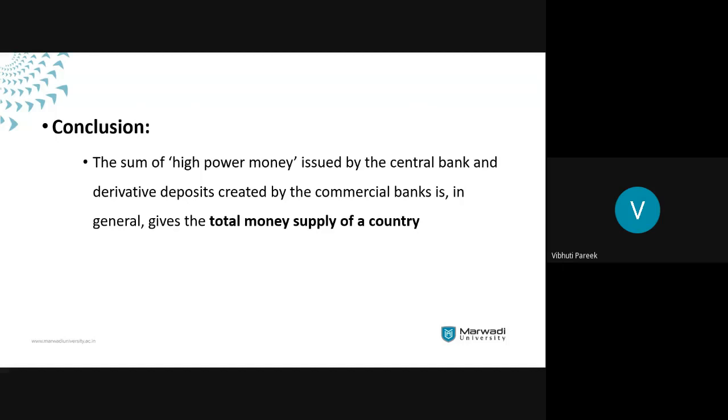Okay, so if we try to conclude about derivative deposits or secondary deposits, we can easily conclude that the sum of high power money issued by the central bank and the derivative deposits created by the commercial banks gives us the total money supply of any given country. If you want to know the total money supply, the only two things you require are the total high power money and the total derivative deposits.